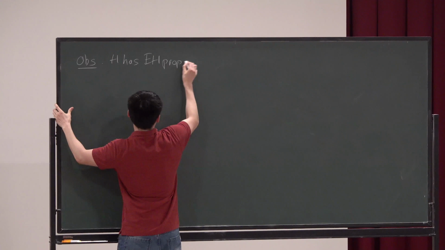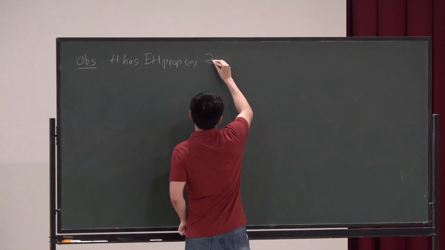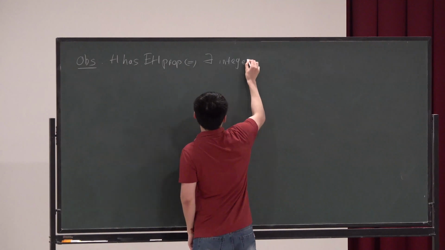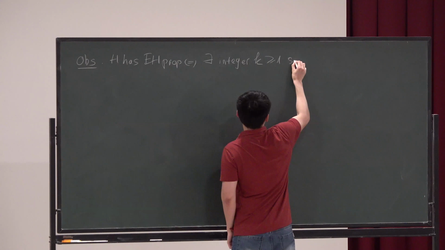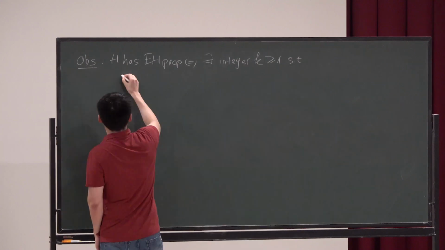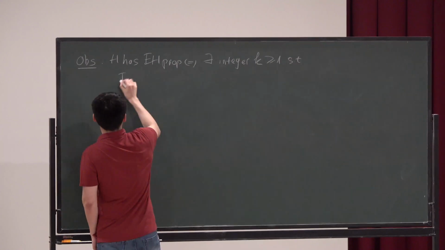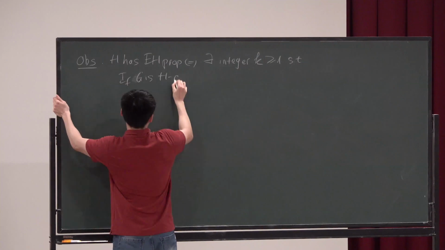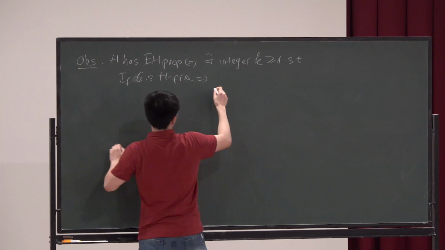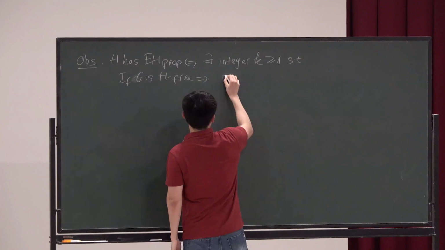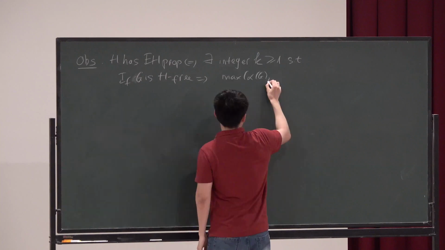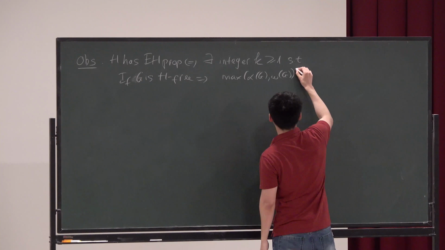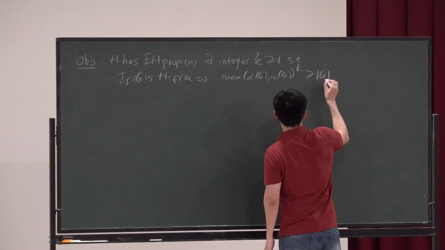If and only if there exists an integer k, at least 1, such that if G is H-free, then max of alpha(G), omega(G) raised to the power of k is at least the number of vertices of G. So I'm going to use this notation to denote the number of vertices of G.